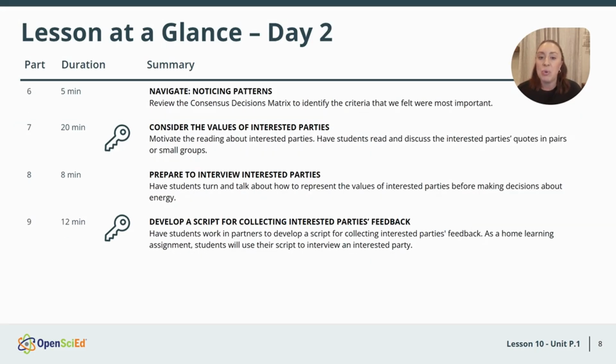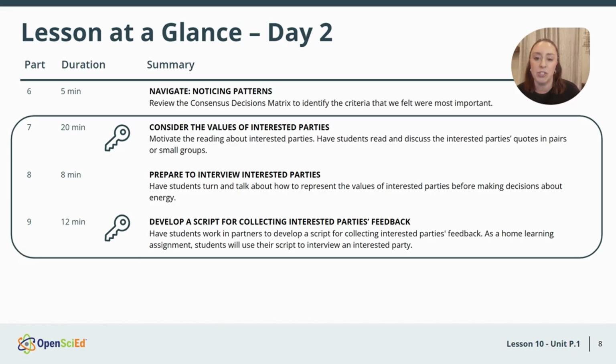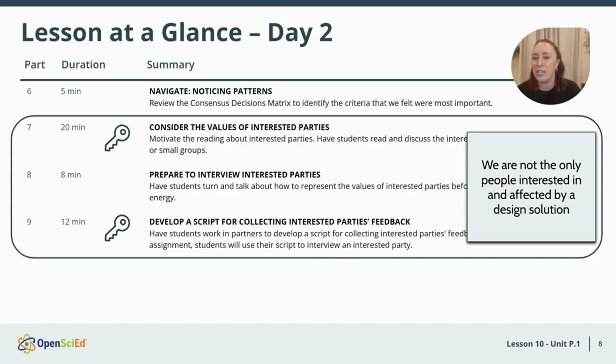So moving into day 2, we have this second key sense-making opportunity for students, where they're realizing that we aren't the only people who are interested in or affected by this particular design solution. So we need a way to gather information from other people who aren't in the room to help us better weigh these trade-offs on our matrix. So we develop a script for how we can actually interview members of our community and bring that information back the next day.